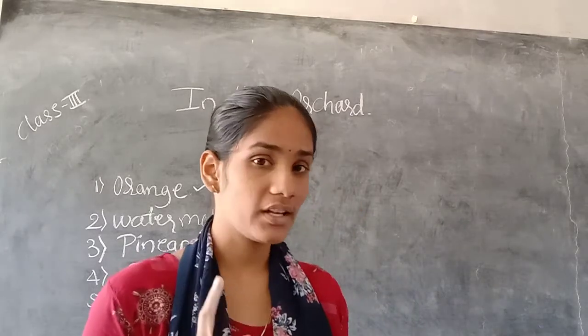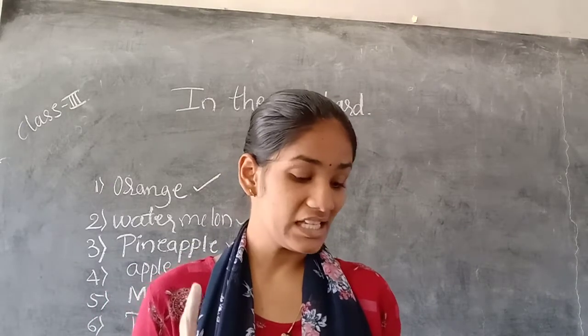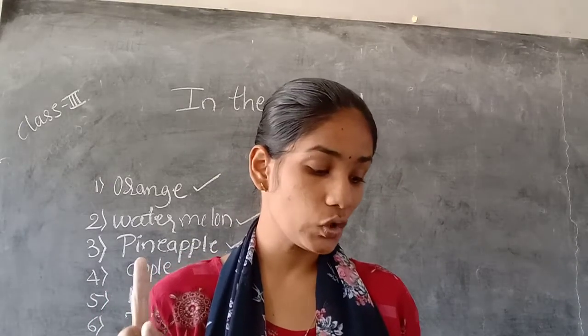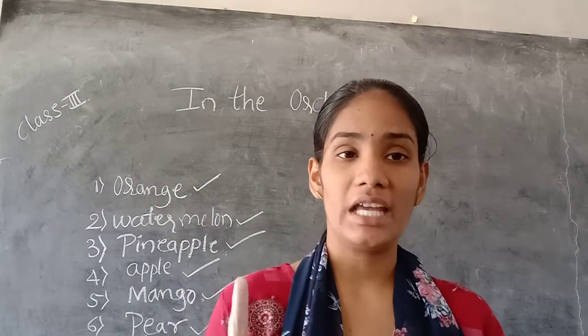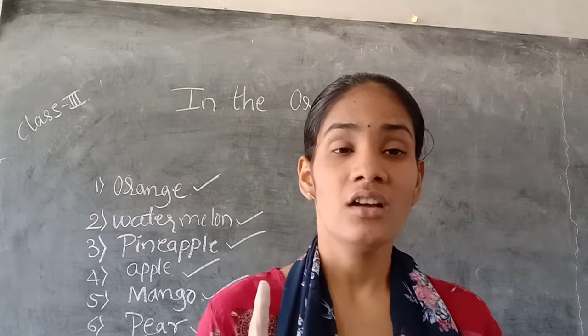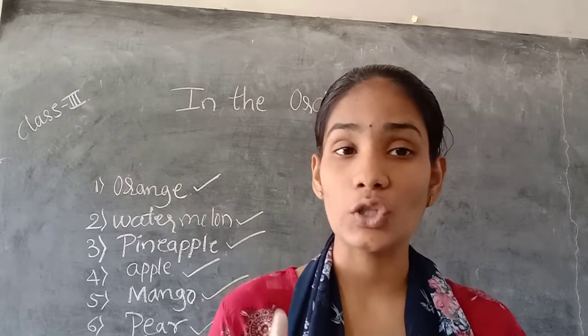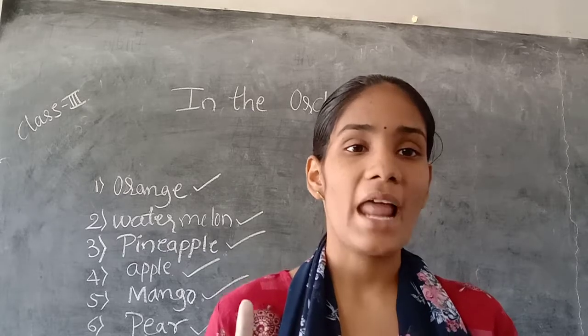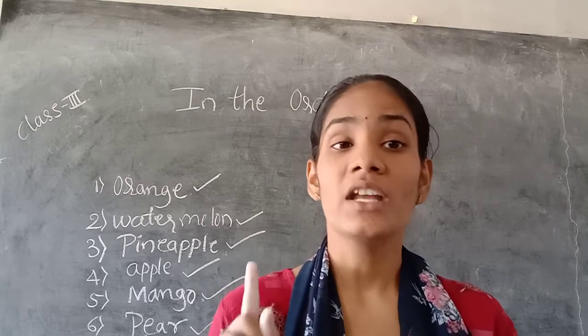So students, what is an orchard here? An orchard is an area of land used for growing fruit trees. The area or land used for growing the plants or trees of fruit is known as an orchard.